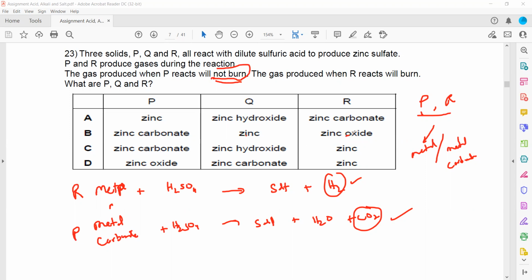And then we are left with the metal carbonate and the metal. So the option we are left with is that Q can be zinc hydroxide. That's why C is the right answer. Is it clear why C is the right answer?